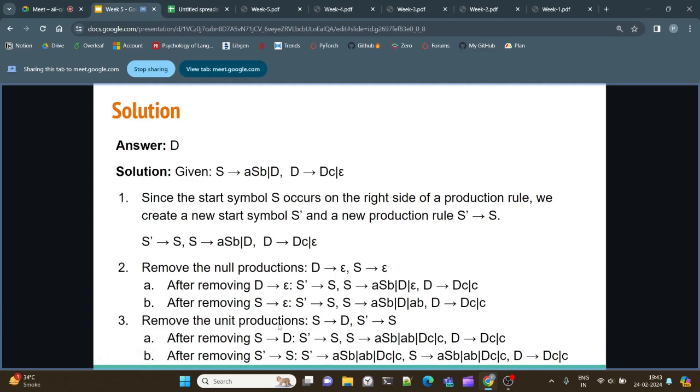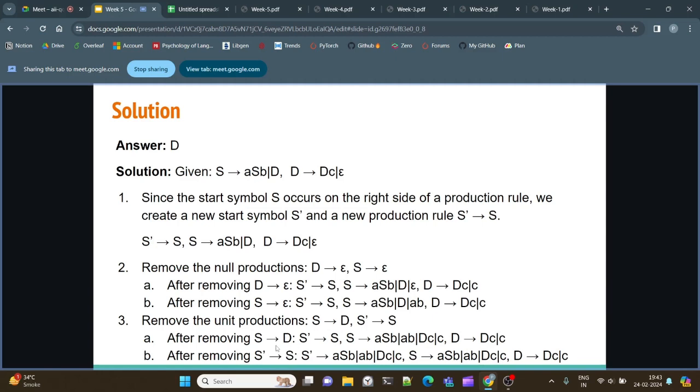Now I need to remove the unit productions. What are unit productions? Unit productions are rules of the form A to B, where both A and B are non-terminals. So this is the latest production rule. Let's see what unit productions are present here. One is S dash to S. Another one is S to D, and here there's nothing. These are the two unit productions that I have. So first let's handle this one, S to D.